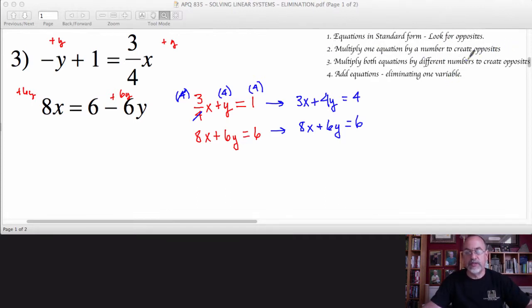Can I create opposites by multiplying one equation by one number? So I cannot do that with my x terms, and I cannot do that with my y's, so I'm going to have to multiply both equations by different numbers. So we're going to eliminate the x's here, I guess. So in order to create opposites, I'm going to multiply the first equation by this coefficient of the second equation. So I'm going to multiply everything by an 8.